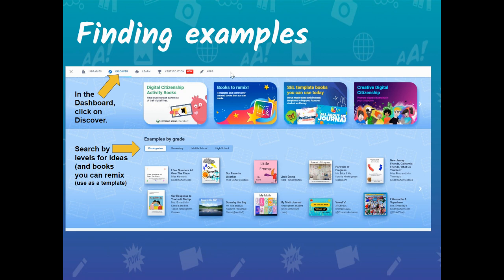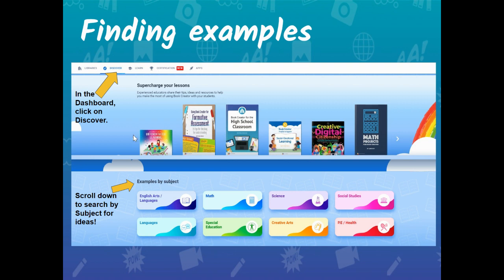So how do I find those examples? On that teacher dashboard across the top, that second button is Discover. When you get there, there's a lot to scroll through, but the first thing we're going to see is that we can search by levels for different ideas. So they've got kindergarten separated out and then elementary, middle, and high. So you can go through and search for those. You can also scroll down just a little bit more. So you're still under Discover, but I scroll down and now I can find specific books that different book creators have come up with to give you a helping hand, and templates that they have made.